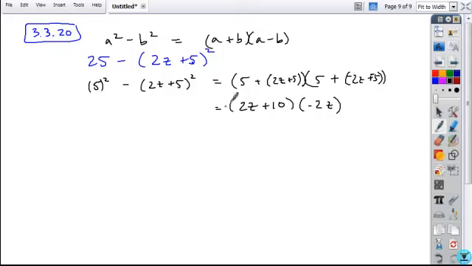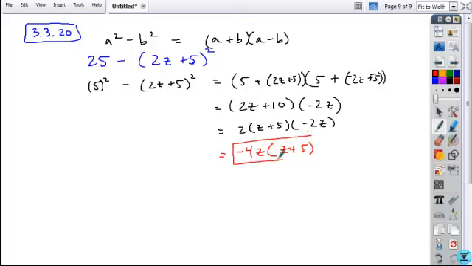And so now when we look at this, we do have a common factor that we need to remove from this first set. Taking out a 2, we're left with z plus 5. This negative 2z still remains. And so now we can combine our monomial factors here. So 2 times a negative 2z gives us a negative 4z. And then z plus 5 is the binomial factor. So that would be your simplified form.